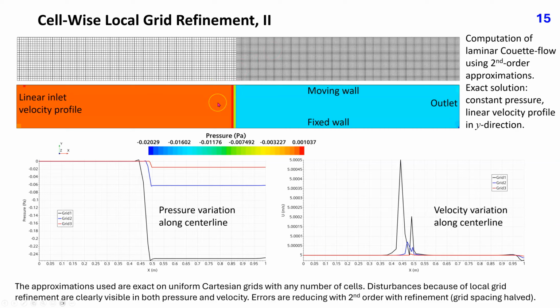We see in this plot that pressure has a different level downstream of the refinement from the level on the upstream side. This plot shows the variation of pressure along the channel computed on 3 systematically refined grids, with grid spacing halved. Errors are obviously reducing by a factor of 4, that is, with second order, when the grid is refined. The same is true for velocity variation along the channel presented in this plot.